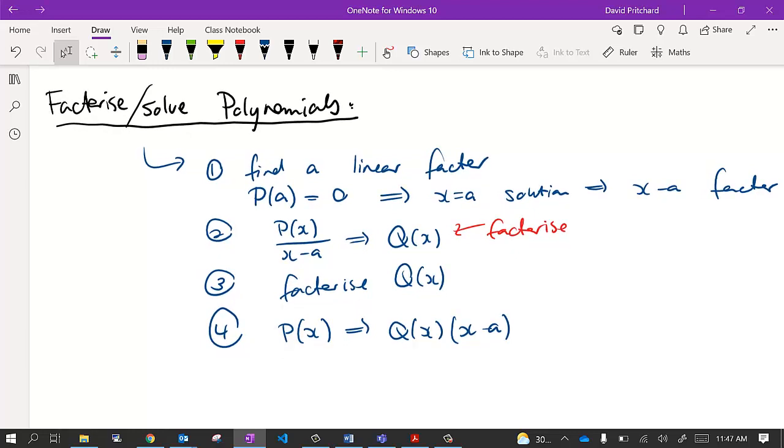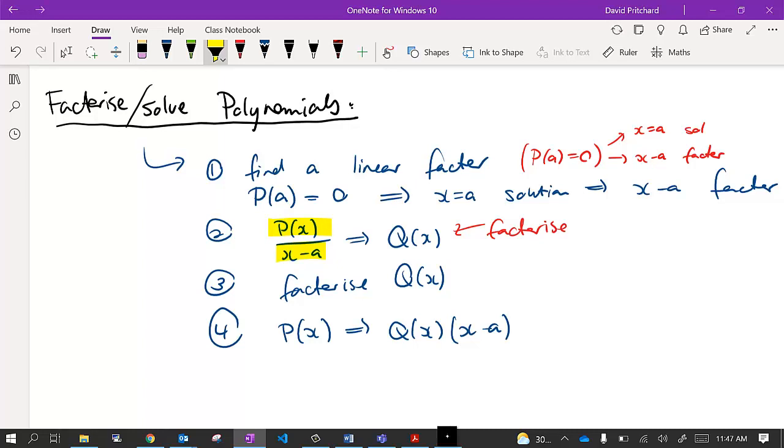Basically, the best approach to take is find a linear factor. So if you think about what we just did there, it's looking at p of a and trying to let that equal 0. Once that's done, we can say, well, x is equal to a is a solution, and therefore x take a is a factor. So that's important. That's our first step. Once we've got that factor, we can divide the original polynomial by that factor. So that's what we've got here. Polynomial divided by the factor, and we get our answer.